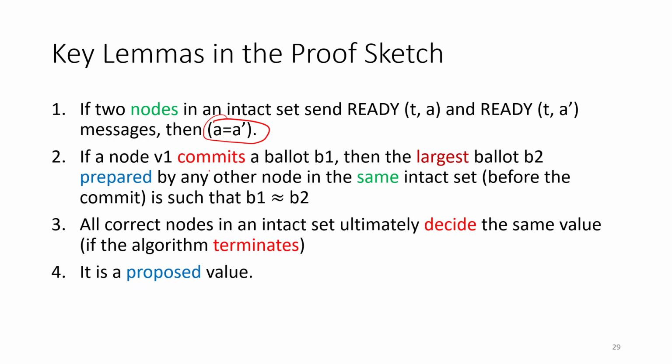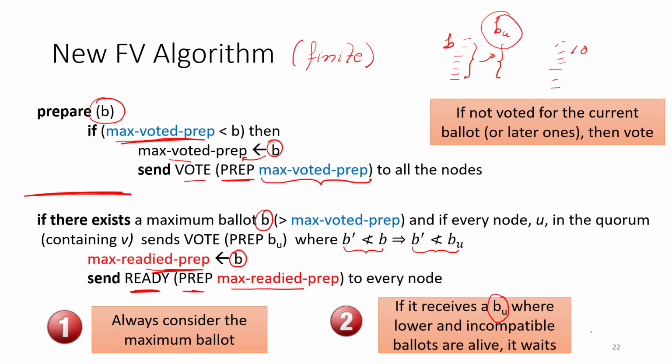If node V1 commits a ballot B1, then the largest ballot B2 prepared by any other node in the same intact set before the commit is such that B1 is compatible with B2. This can be easily seen in the proof. So this I can show you. It is being ensured by this line over here.